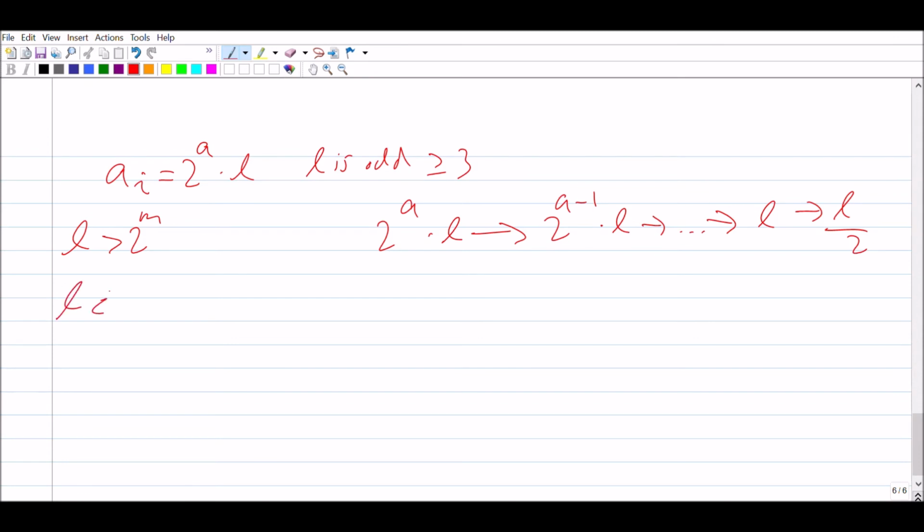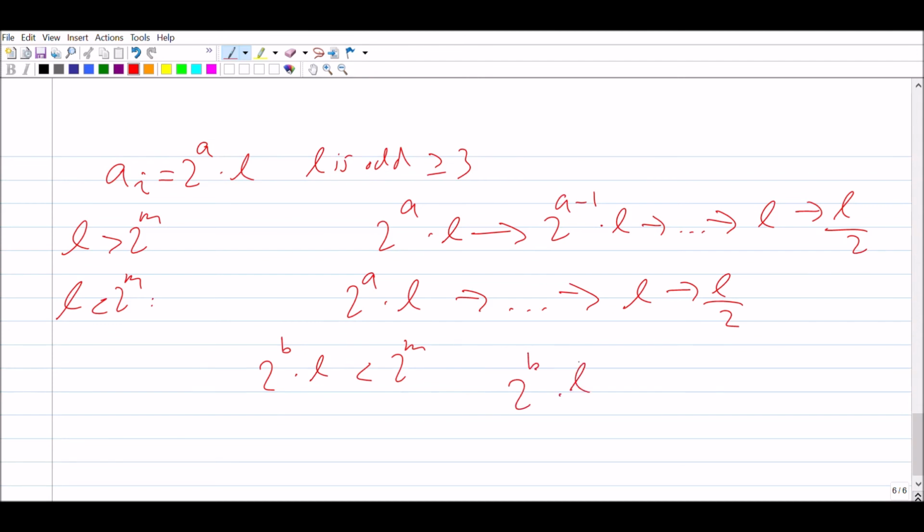Now if L is less than 2 to the power m, and the sequence starts from here, we keep going. If we get L again, then again we get L over 2. But the case we have to consider is if we keep going until, let's say, 2 to the power b times L is less than 2 to the power m. So instead of getting L, there exists a power b so that 2 to the power b times L is less than 2 to the power m. Then the next term will be 2 to the power b times L squared plus 2 to the power m. So this equals 2 to the power 2b times L squared plus 2 to the power m.